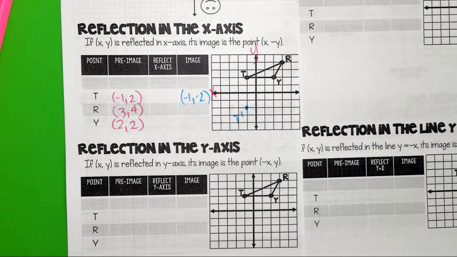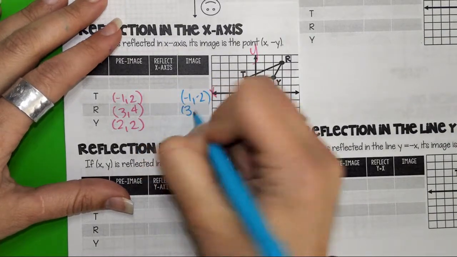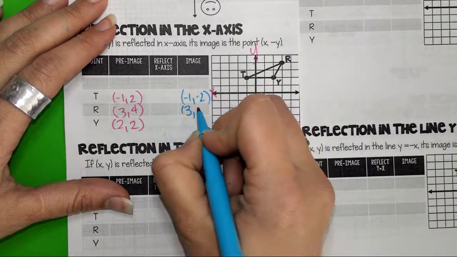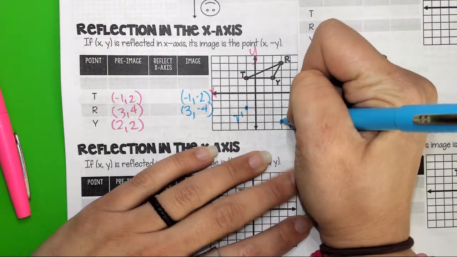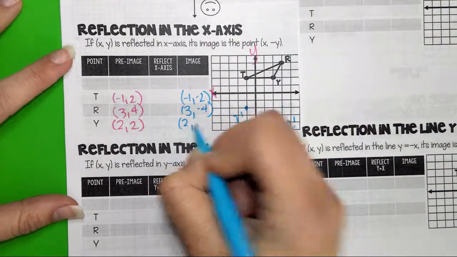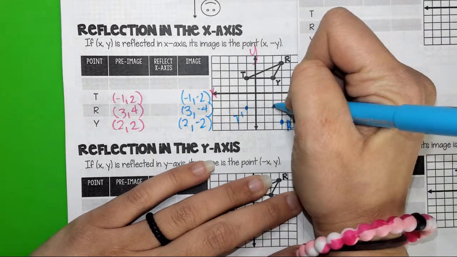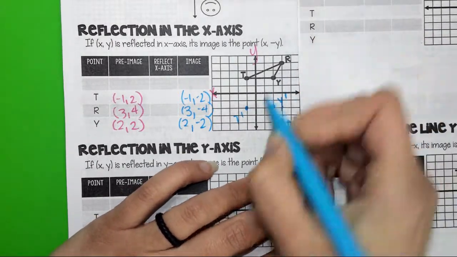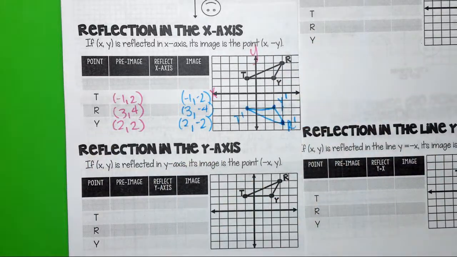Yes. Fantastic. And then for r, it's still going to be 3, but what does your y value change to? Negative 4. Awesome. And that's going to be r prime. And then the last one, it's 2 and negative 2. And that's going to be called y prime. That's the mirror image if I could draw a straight line. That's it. That's all you have to do.